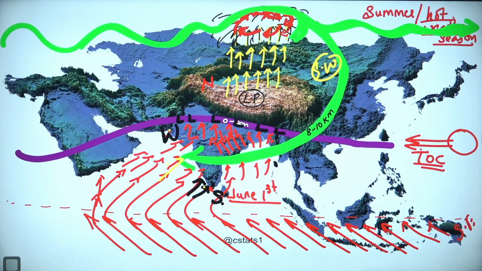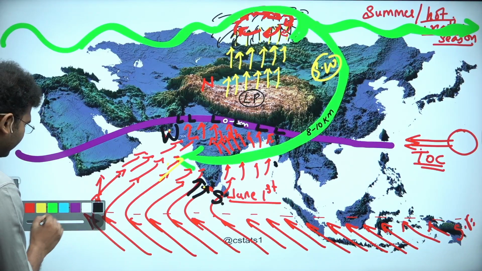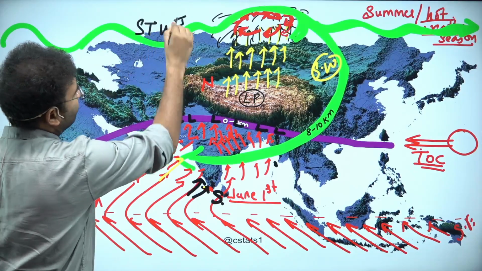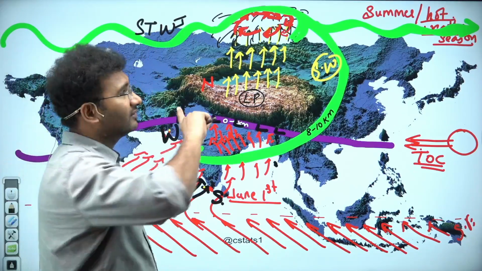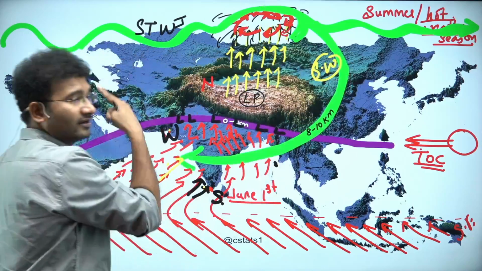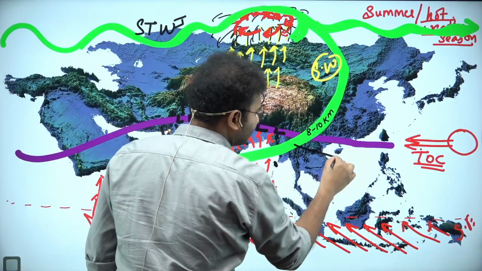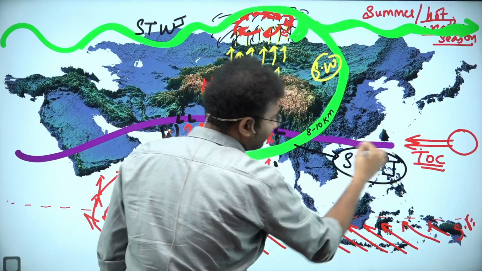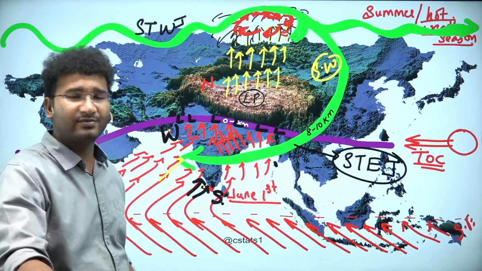right? Green color winds are present at 8 kilometers. It's a jet stream, and the name of this jet stream is the subtropical westerly jet stream. The same subtropical westerly jet stream has taken a steering around, and now it is an easterly jet. It is called the subtropical easterly jet. Why is it called the subtropical easterly jet?